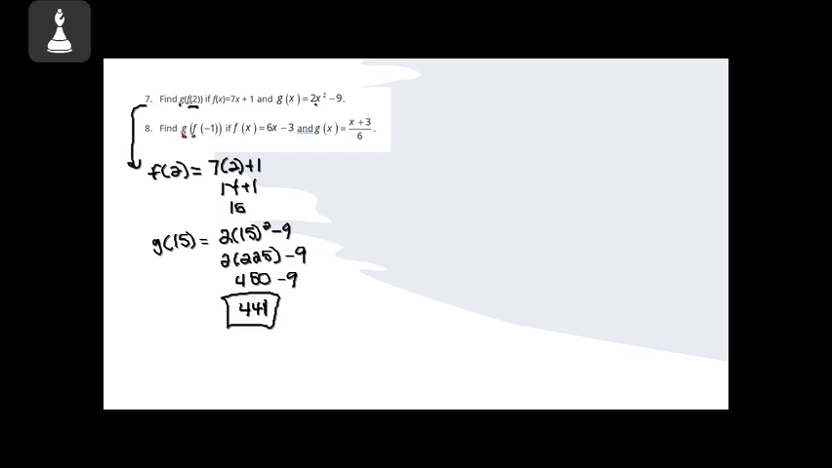For 8, we want to find g of f of negative 1. So inside is f of negative 1. And we're going to use our f function first, 6x minus 3. So 6, instead of x, I'm going to put negative 1, minus 3. So 6 times negative 1 is negative 6, minus 3 makes negative 9. And now I want to find g of negative 9.